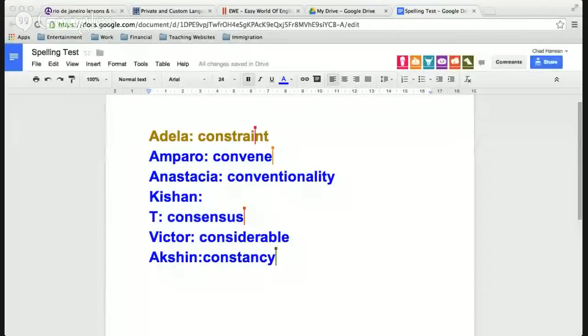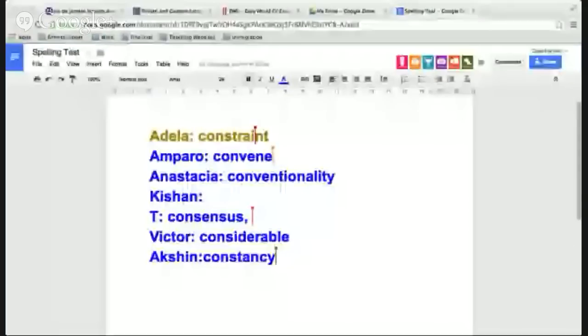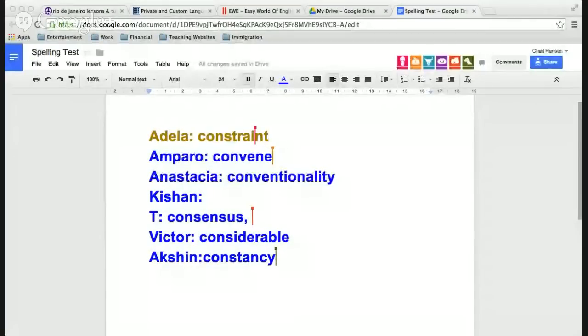All right, so Keyshawn is gone. Let's go to T. All right, T, your word. Let's see, we need conventionality. Okay, T, your word is coordination. Coordination. All right, nice job. Okay, coordination. Okay, excellent. Nice job, T.